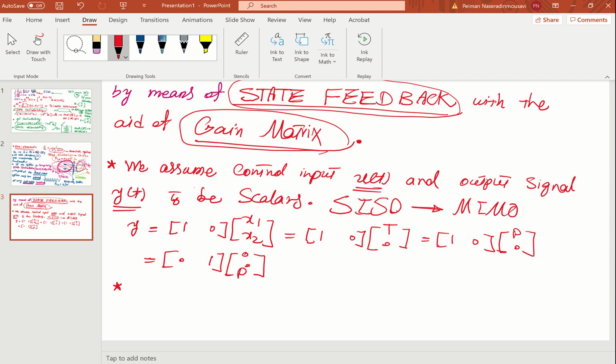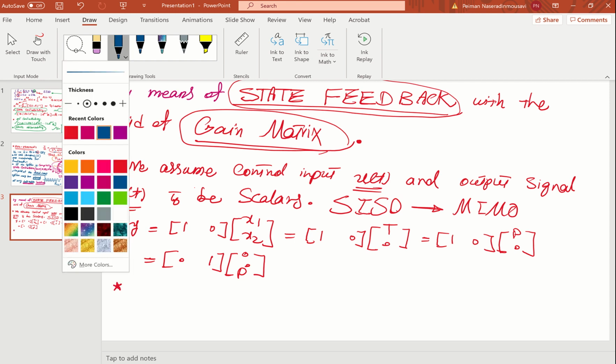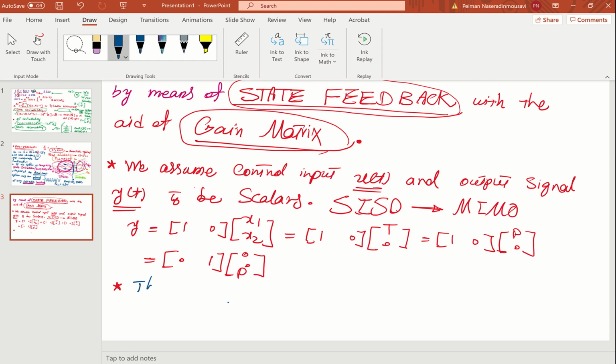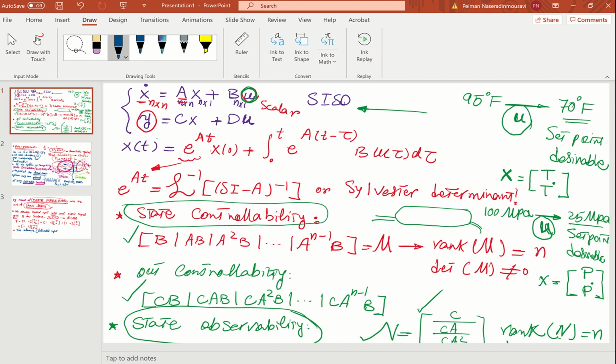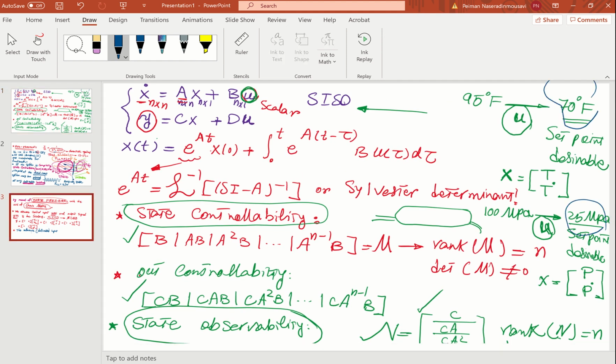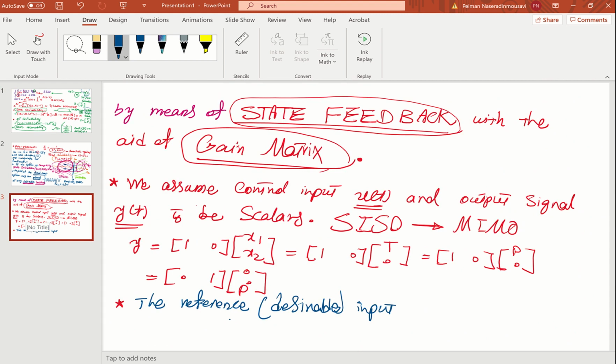another assumption, for simplicity of the teaching only, is that the reference or desirable input, this is what you want to have, like this 70 degrees that you want to have, 20 megapascal you want to have, okay? Desirable reference, desirable input, is 0.